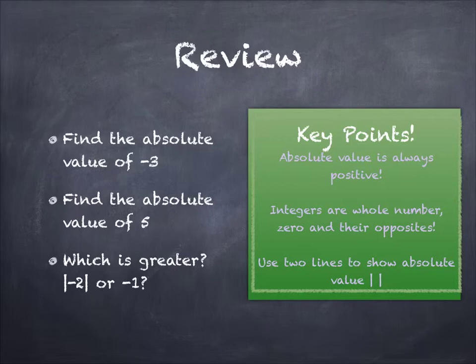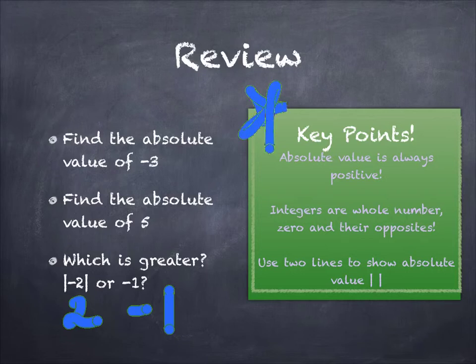For the last question, it's asking which is greater, the absolute value of -2 or -1. For this question, you need to first figure out what the absolute value of -2 is. So the absolute value of negative 2 is equal to 2 because it's 2 units away from 0. So now we are comparing 2 and negative 1. And I think you can figure out which is greater.